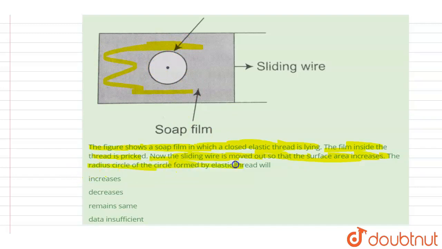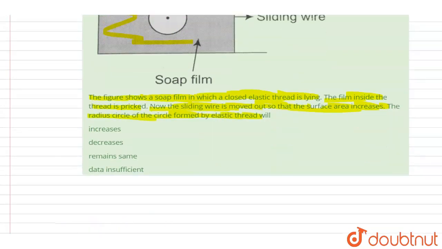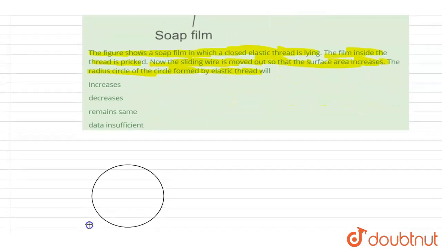Now the radius of the circle formed by the elastic thread. First of all, it is an elastic thread. If you see, let's say the radius is r. So the force on this will be T into 2 pi r.